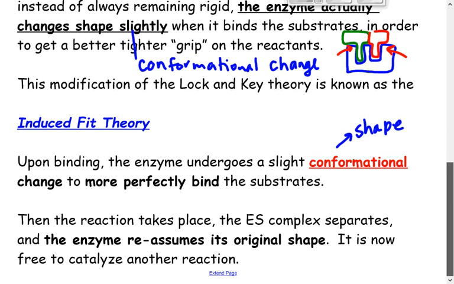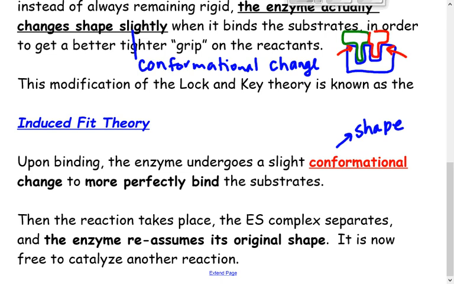So once it's bound, the enzyme undergoes a slight conformational change, which means shape change, and that helps it more perfectly bind the substrate. Then the reaction takes place, the enzyme substrate complex separates, and the enzyme reassumes its original shape, and it's now free to catalyze another reaction. So how does an enzyme work?